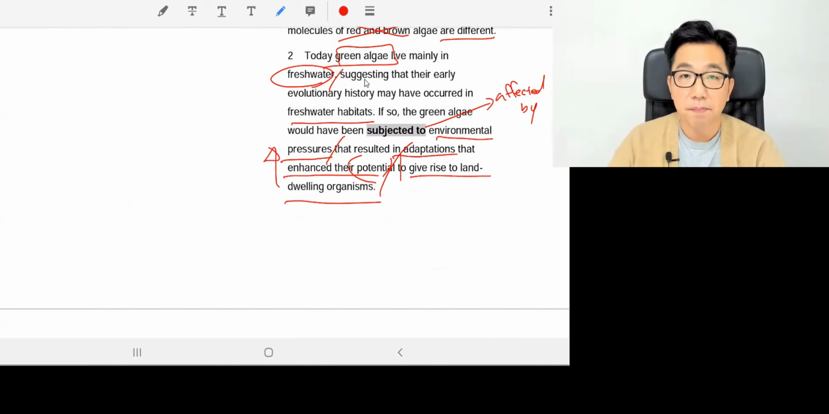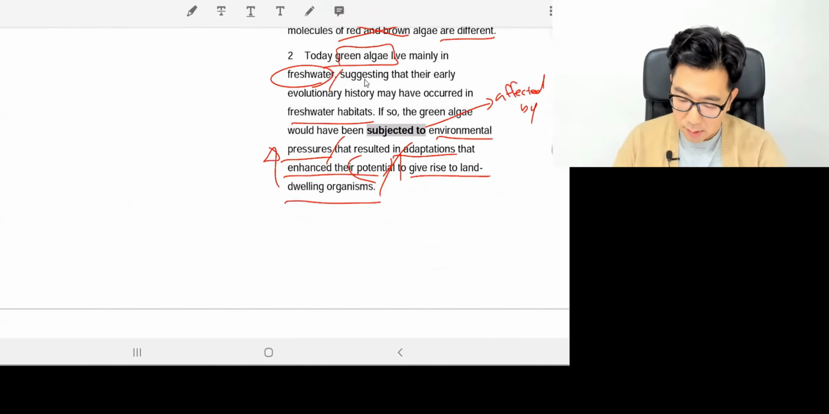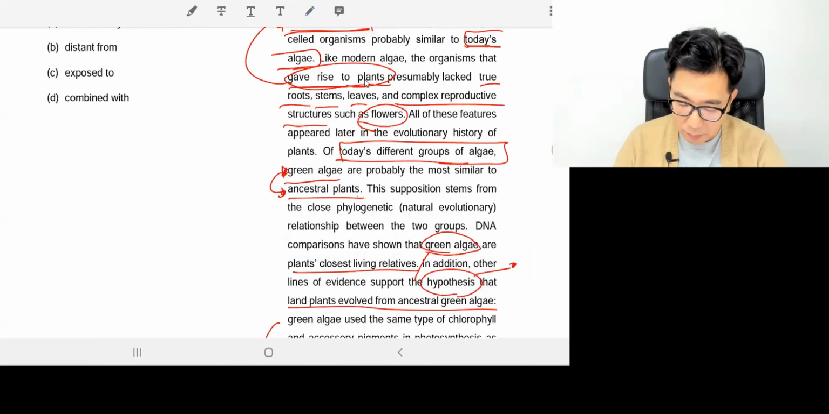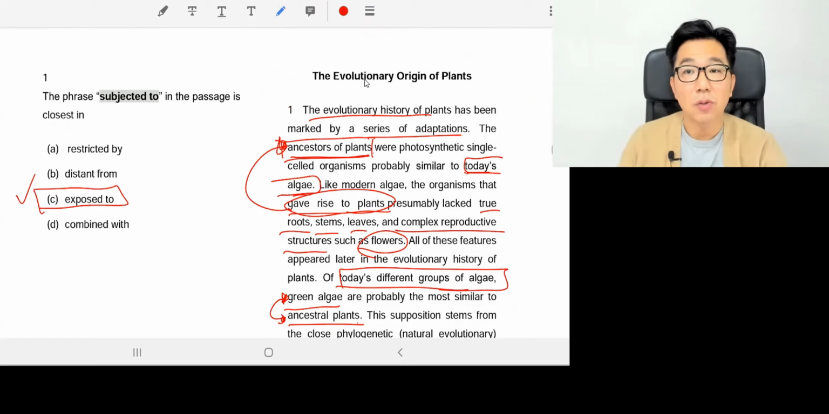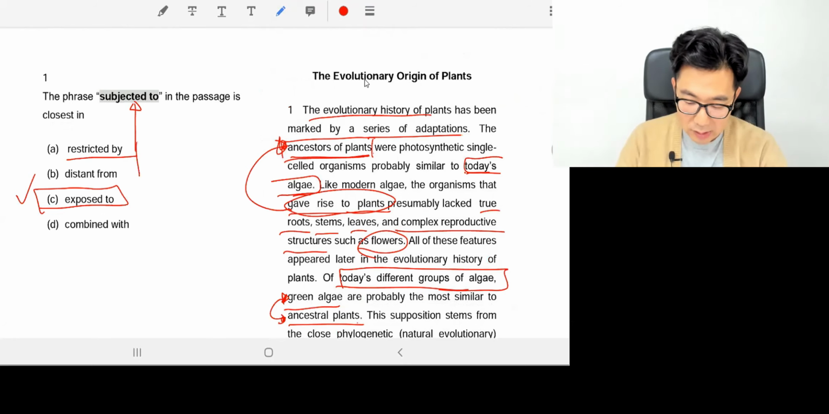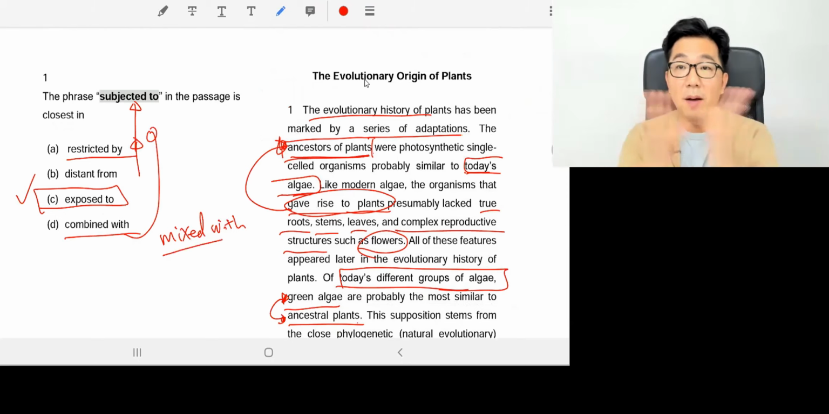So subjected to means affected by, open to environmental pressure, so they need to adapt. Not restricted by, not distant from, not combined with. Combined with means mixed with or becoming one. So you combine with environmental pressure, you become the environmental pressure? No.